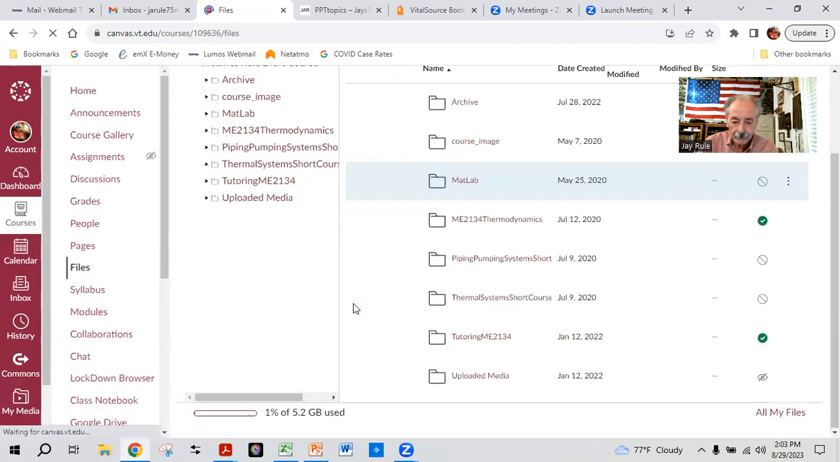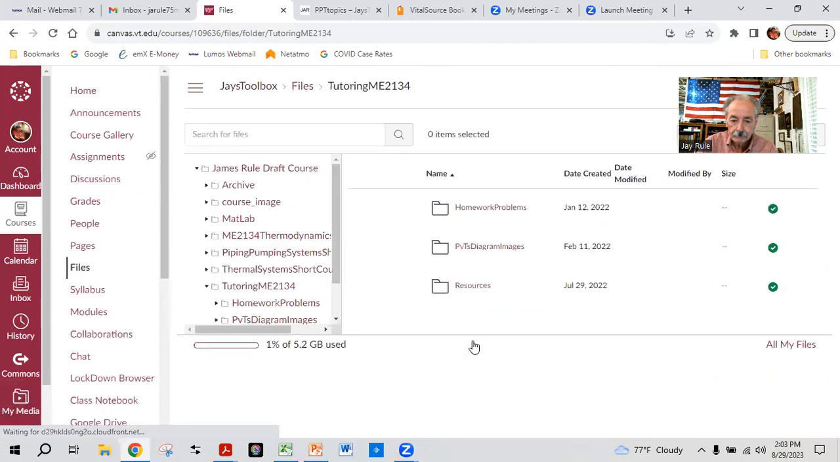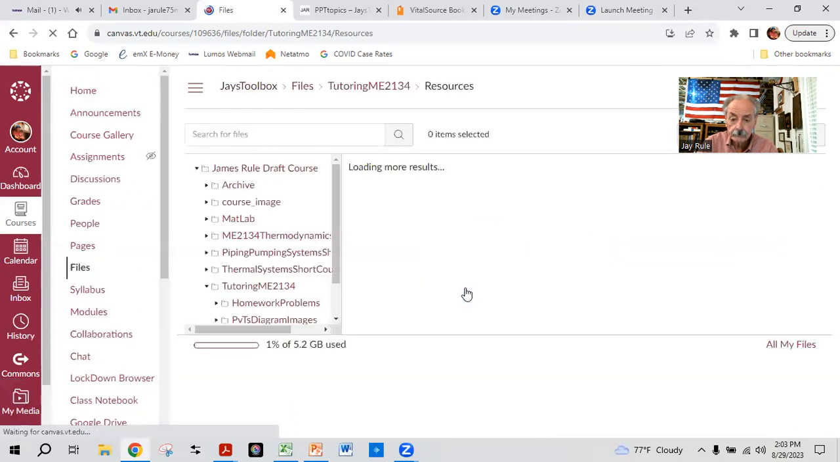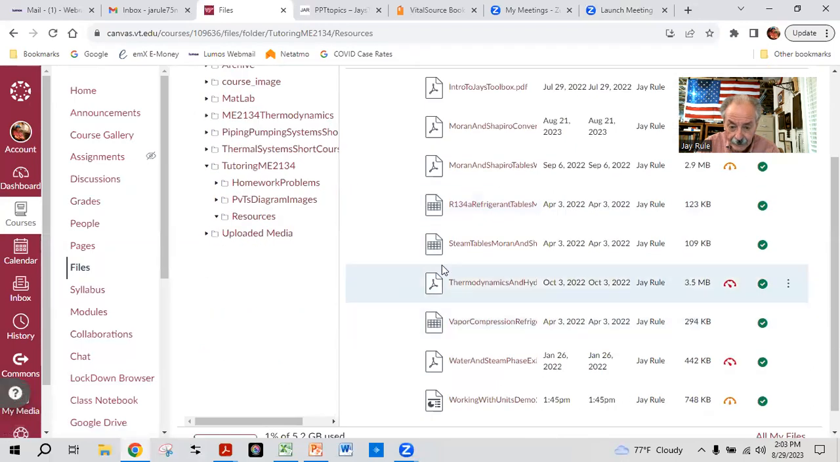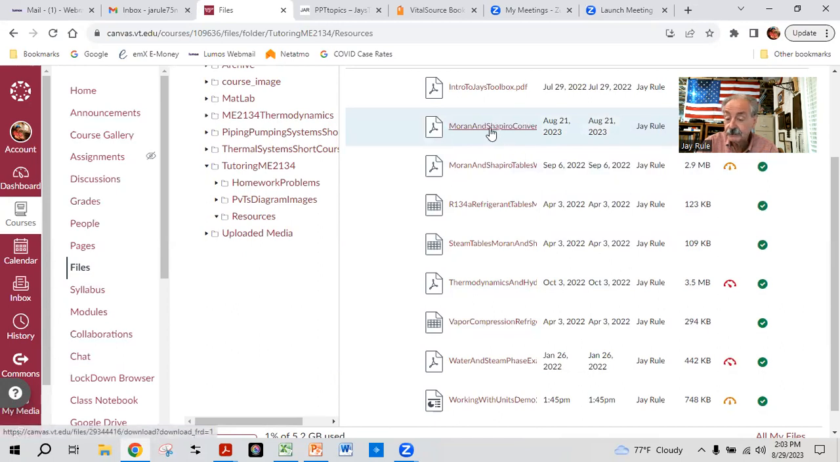Files. Okay. We're going to go to the tutor group. And now instead of homework problems, we're going to click on resources. And I'm going to scroll down to, it should be Moran and Shapiro conversion factor. So you click on this PDF file, you click the download icon and save it to your own computer. Please do that. Either find it in your own textbook, know how to use this one page, or somehow get a hold of that one page.